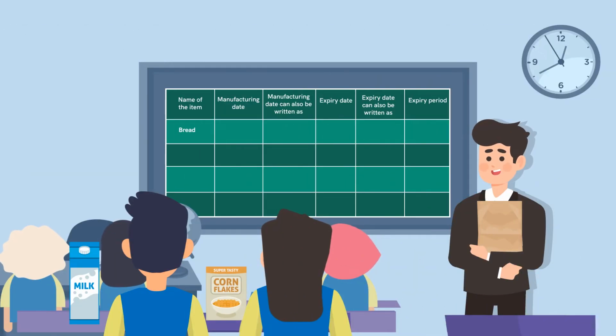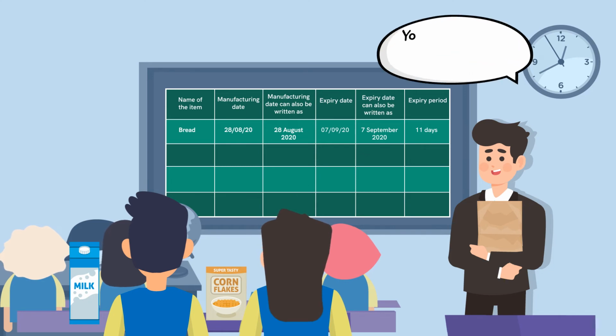Let's take a packet of bread for instance. Under the column for manufacturing date, the students must write the date in the numerical format as shown. For the third column, the students must denote the date in its expanded form. The 2 columns for expiry date will be filled in the same manner. Then, to calculate the expiry period, the students must count the number of days from the manufacturing date to the expiry date.